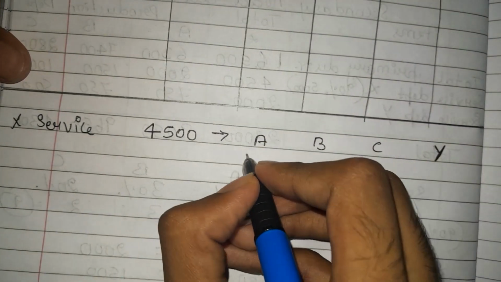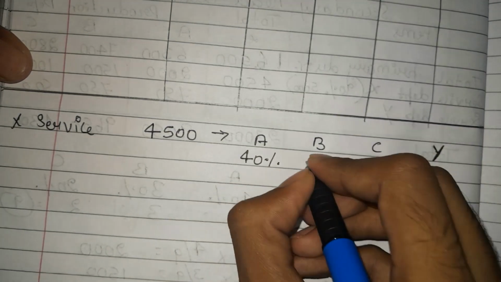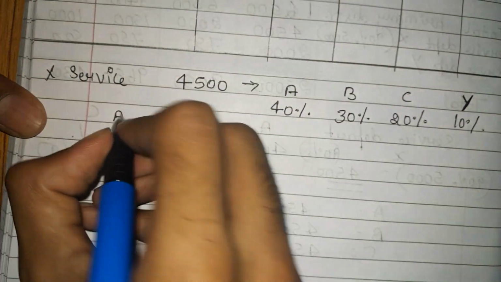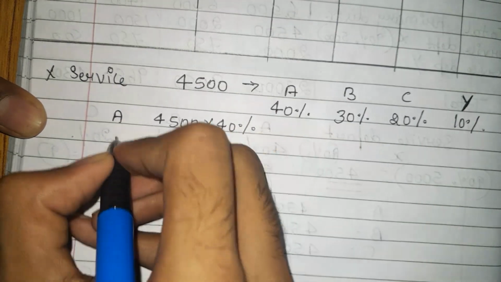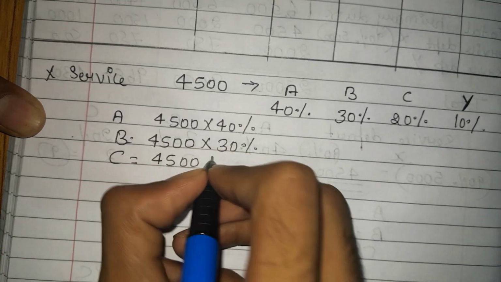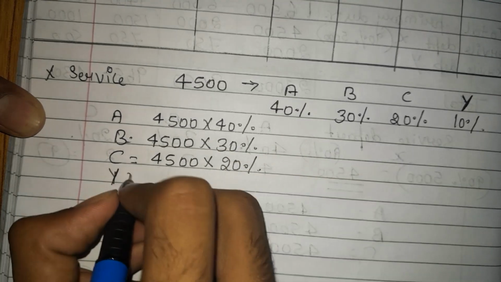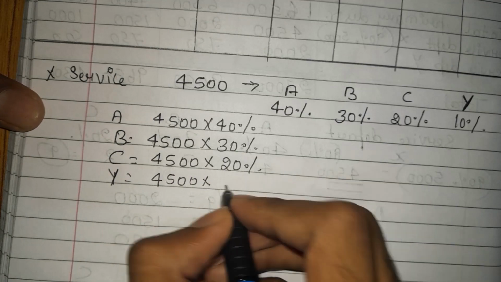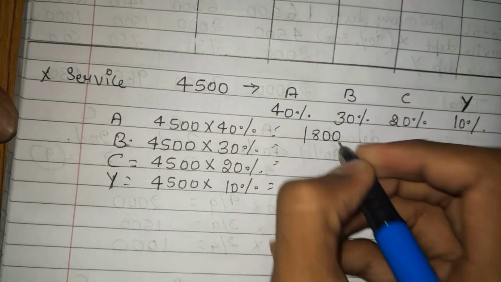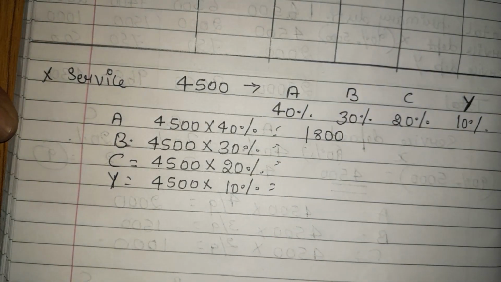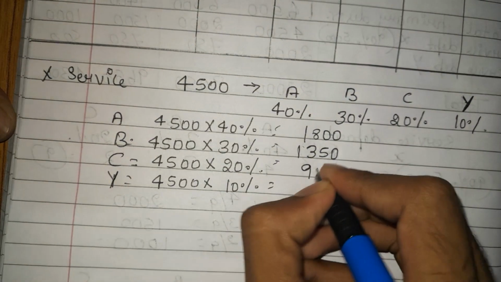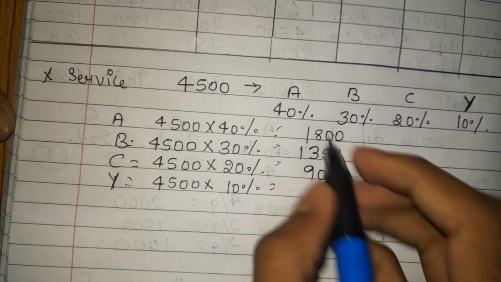Now A department, what is the percentage they have told? It is 40%, and B department is 30%, C department is 20% and Y department is 10%. So A department will be 4500 into 40%, B department 4500 into 30%, C department 4500 into 20%. Then Y department will be 4500 into how much? 10%. So 4500 into 40% will be 1800. Next 4500 into 30% is 1350. Next 4500 into 20% is 900. Next 4500 into 10% is 450.